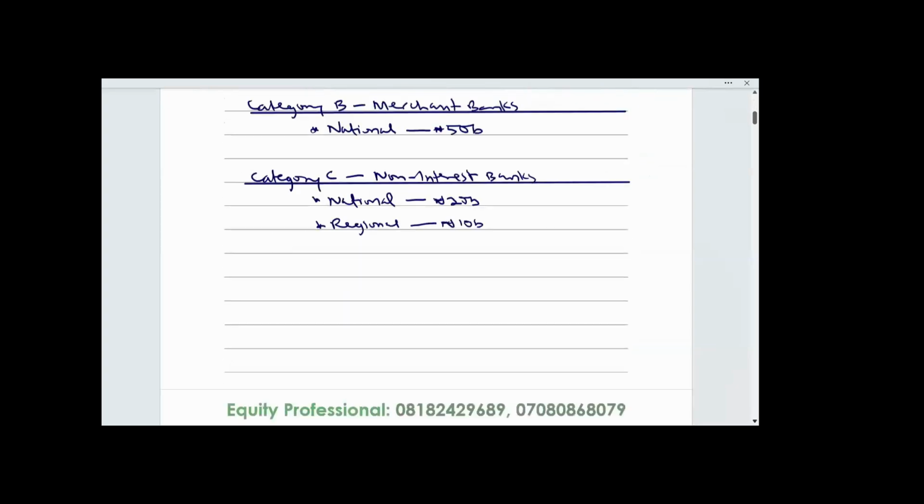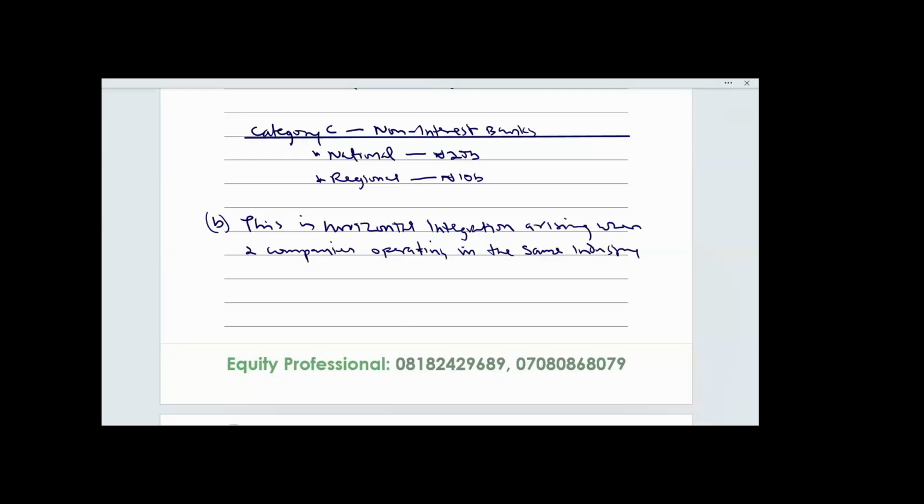Let me put it down. Number B. This is horizontal integration, arising when two entities, two companies, operate in the same industry and of equal size.